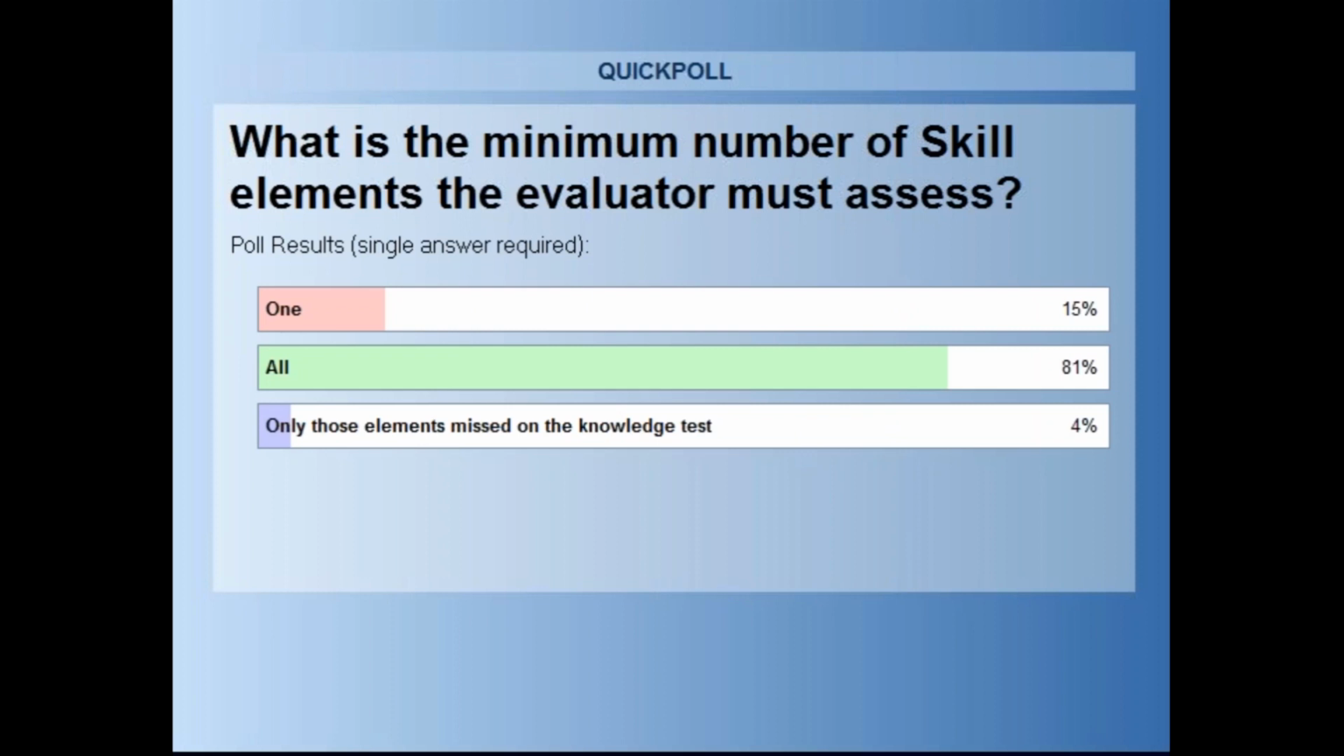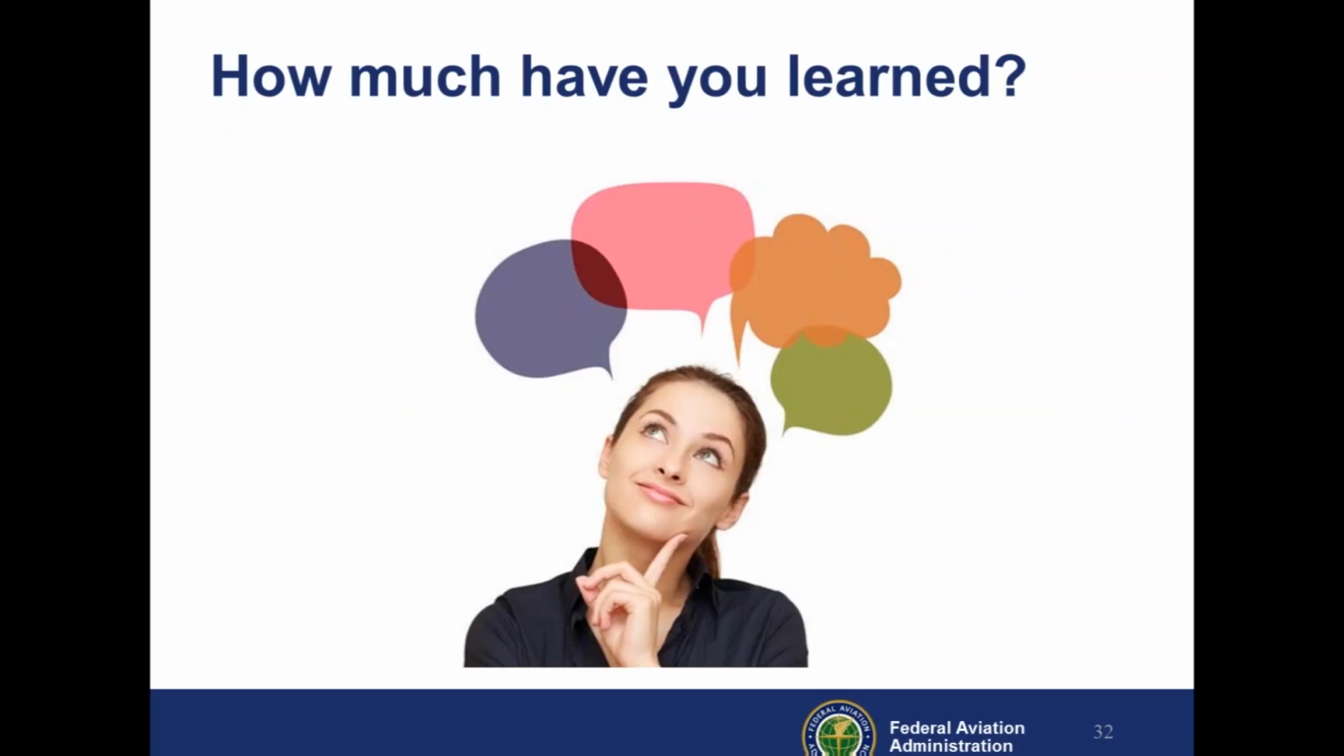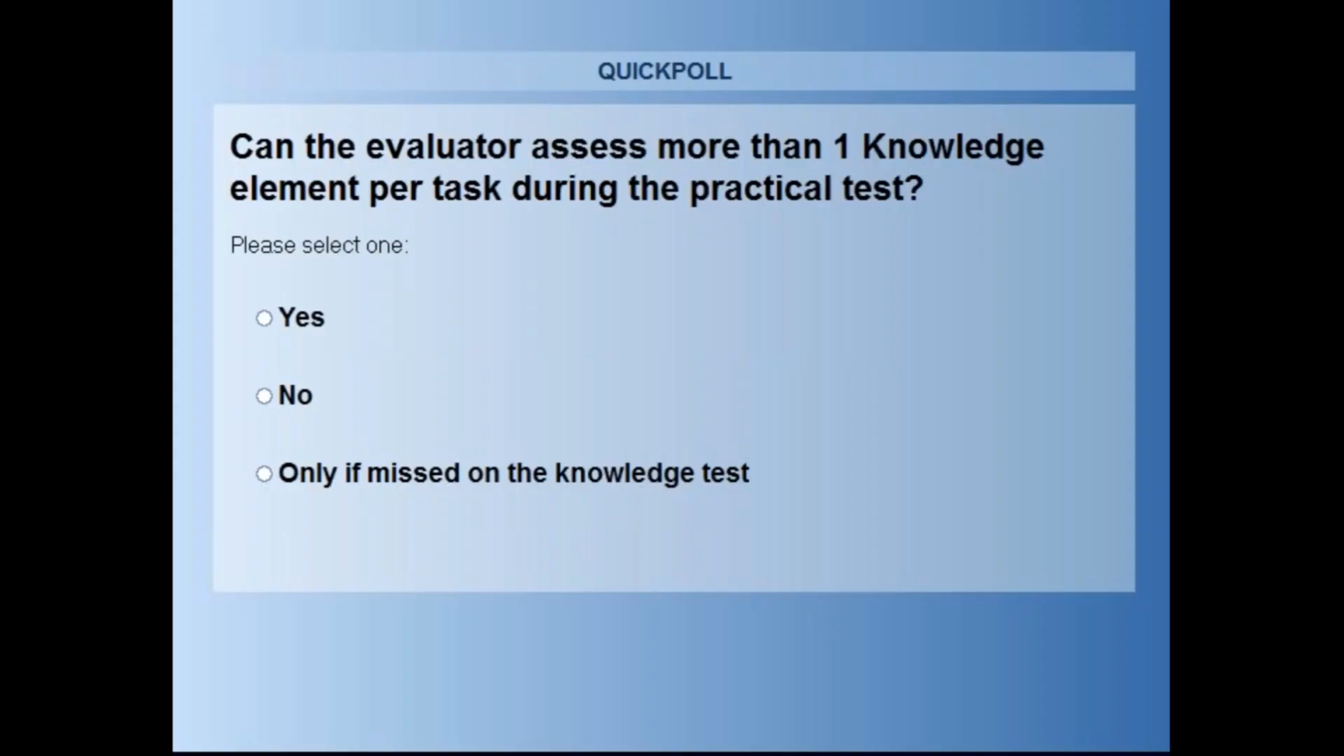The question was, what is the minimum number of skill elements the evaluator must assess? Well, the skill elements, it's all. Okay, the evaluator has to assess all skill elements, so you guys did really good on that one. Regarding the knowledge element, it's 1 at a minimum, and then the risk management element is 1 at a minimum. So I have one more question for you, and then we can wrap up these questions. So I'll give you 30 seconds to answer this one.